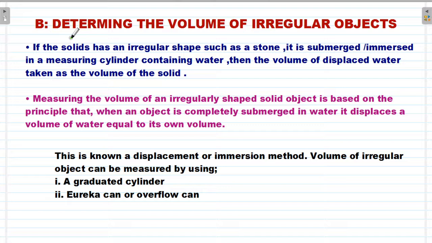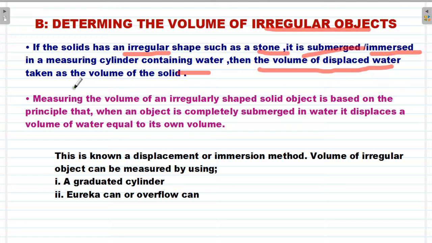Next is determining the volume of irregular objects. These have no regular shape, such as a stone. It is submerged and immersed into a measuring cylinder containing water. Then the volume of displaced water is taken as the volume of the solid.